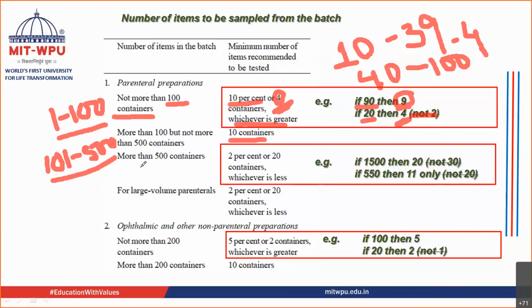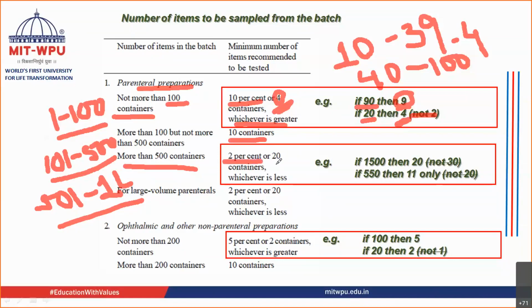Moving ahead, if I have more than 500 containers, say 501 to maybe 1 lakh containers, just imagine. These many parenteral preparations have been manufactured, maybe ampoules, maybe vials, maybe reconstituted solids. In that case, what is the condition? You are going to take 2% or a maximum of 20 containers, whichever is less, that you are going to select.